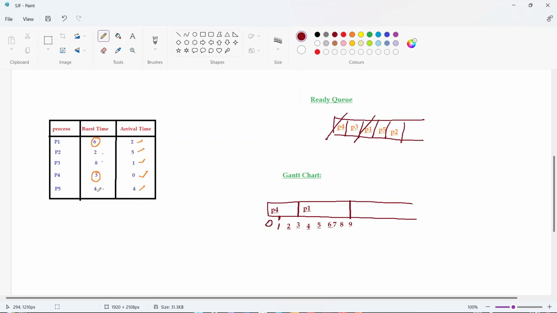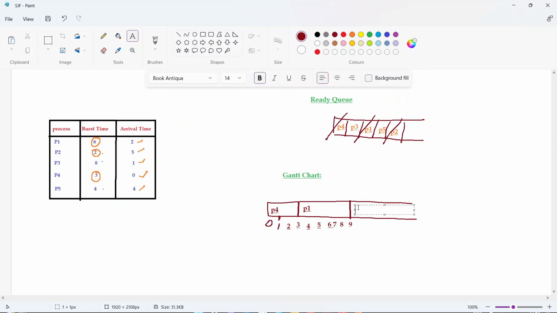If you see 2, 8, 4, 2 is less. So we need to select 2 only. Okay, so we will be selecting our second process, that is P2. Alright, so let us start executing with P2. Now as all the processes have arrived, we don't have any new process arriving here. So what we can do, we can continue with our work.